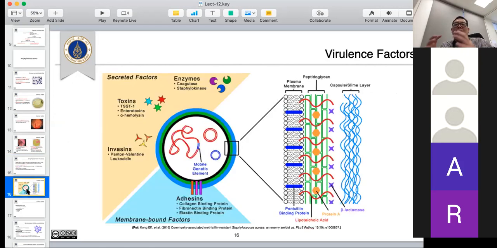So the virulence factor of Staph aureus. Staph aureus has lots of weapons to attack us. Some weapons are secreted from the cells. Some weapons remain in the cell surface. Okay, let's start from the cell surface. We call membrane bound factor. On the surface, they have plasma membrane, peptidoglycan, and some strain, like I said, possess capsule.